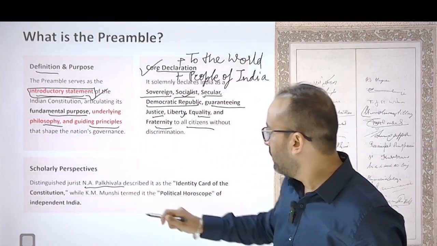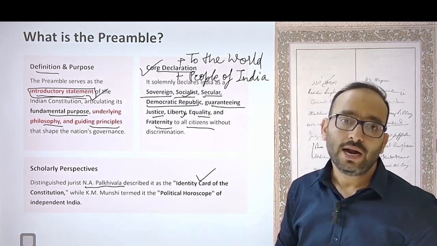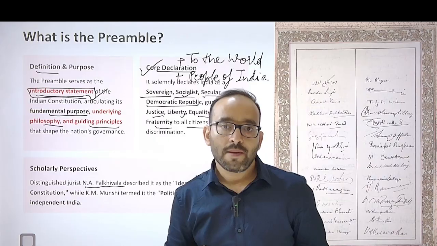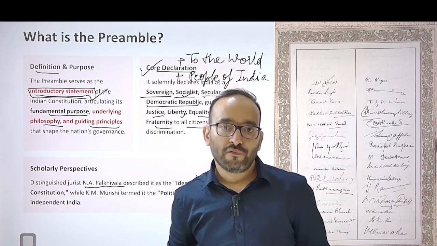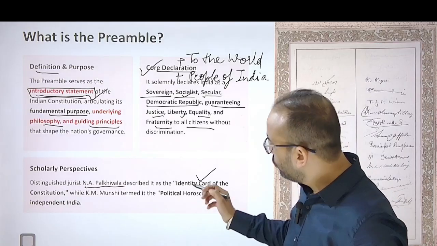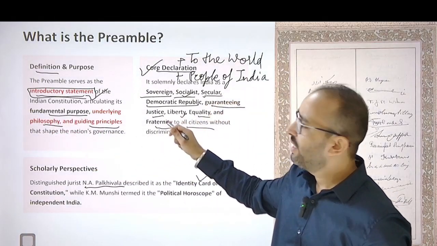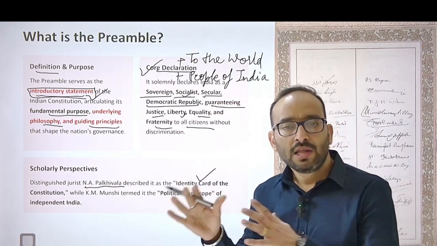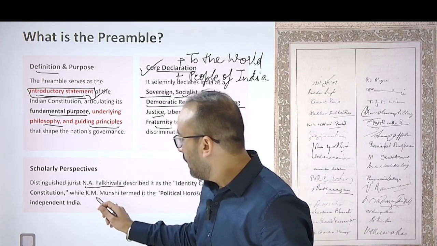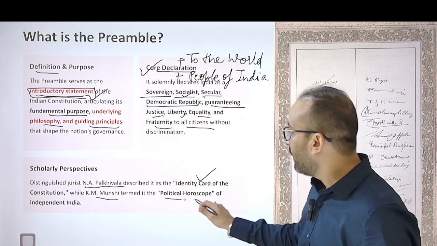Thinkers like Palkhivala have described it as an identity card. For example, an individual has an identity card. There is a name, some age, some place of birth, some information conveyed through the identity card. So similarly, this information is conveyed through the preamble. This information pertains to the Constitution of India. So, identity card. K.M. Munshi has described it as a political horoscope.